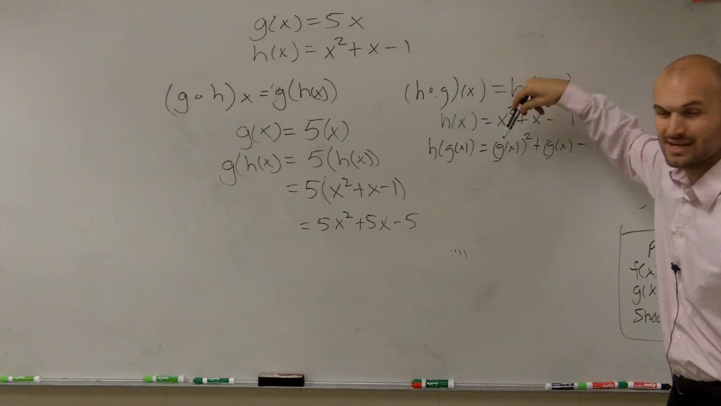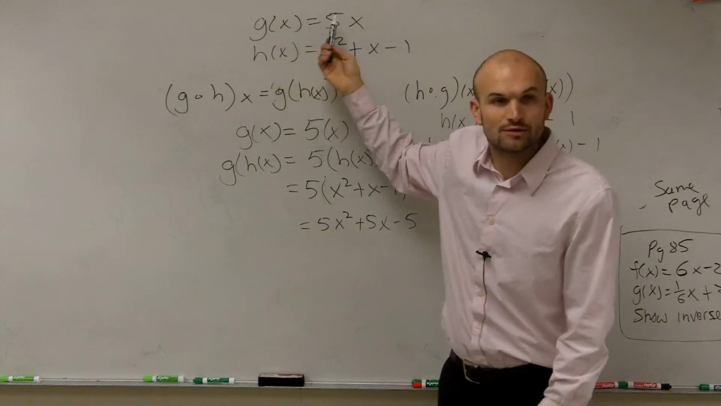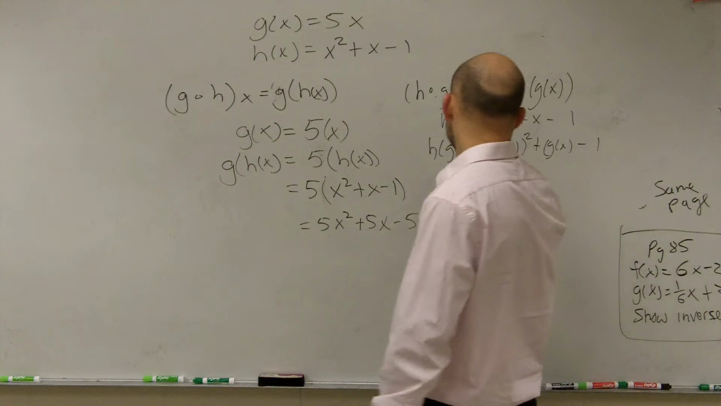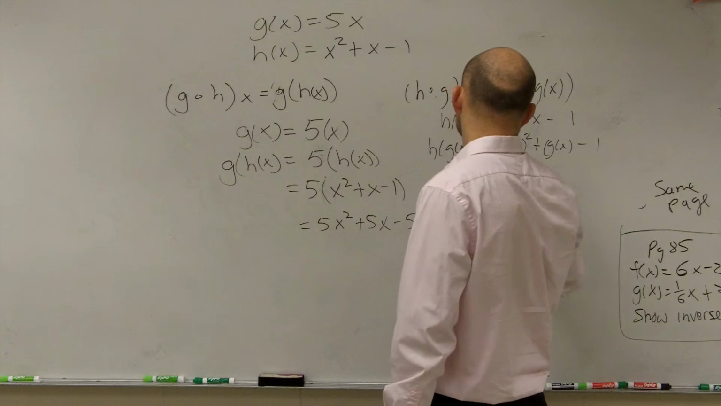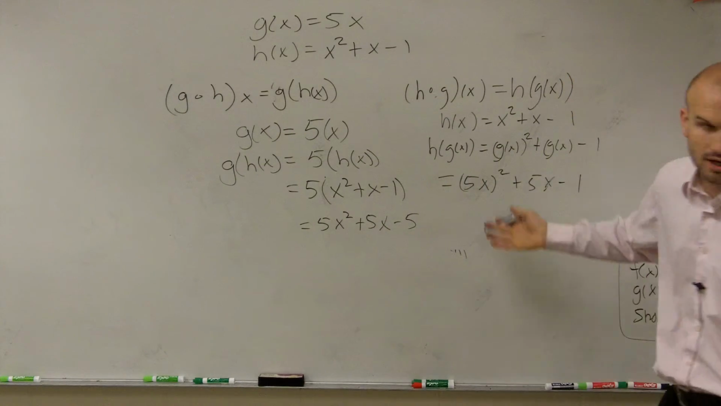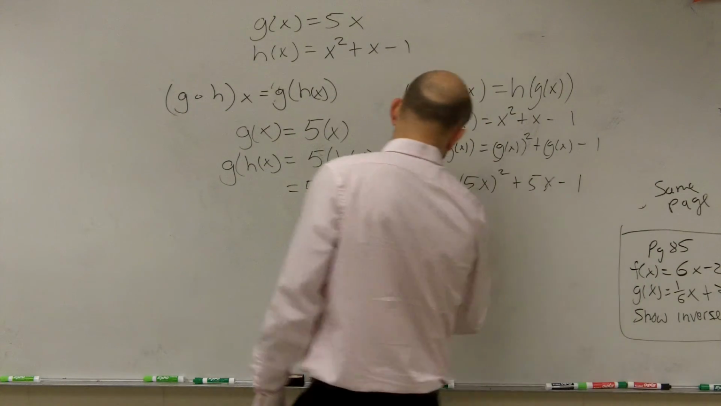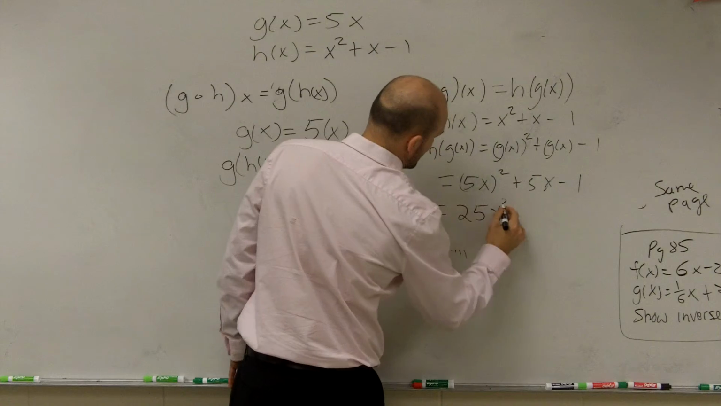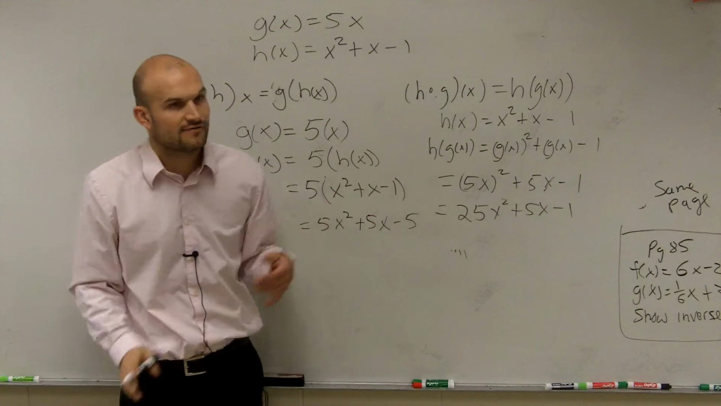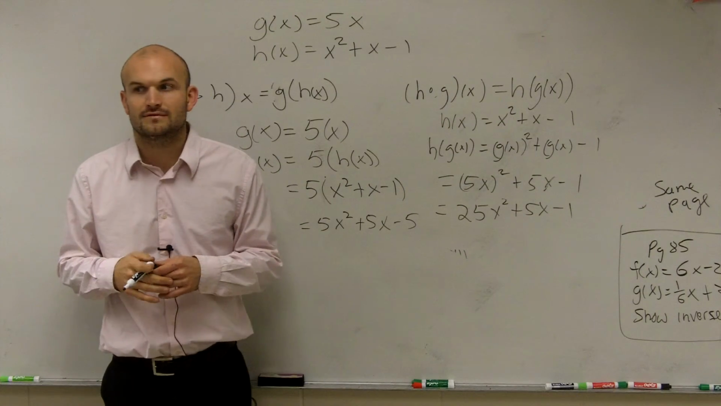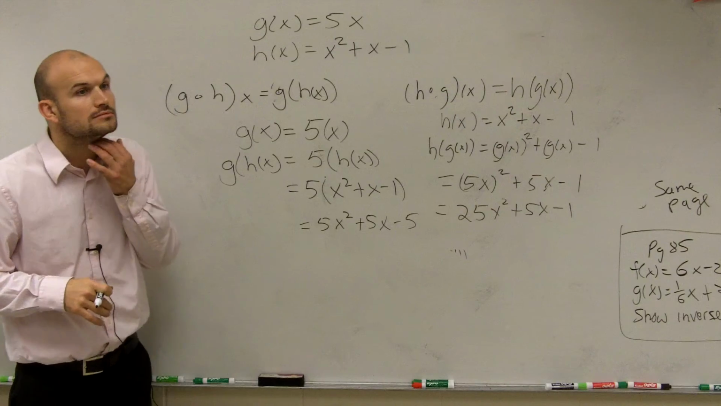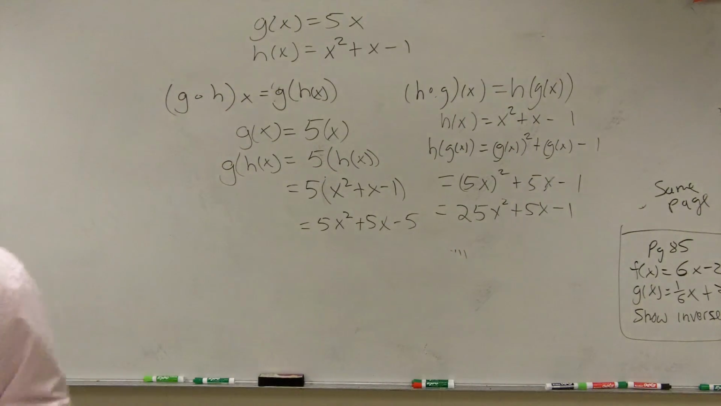Then I look at this and say, what does g of x equal? g of x equals 5x. So now I'm going to replace g of x with 5x, therefore giving me 5x squared plus 5x minus 1. Well, 5x squared is 25x squared plus 5x minus 1. Can't simplify any further, and you're done. Okay? Yeah. All right, what's your question?